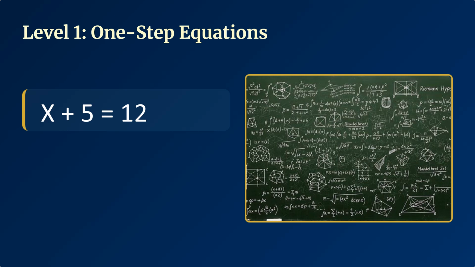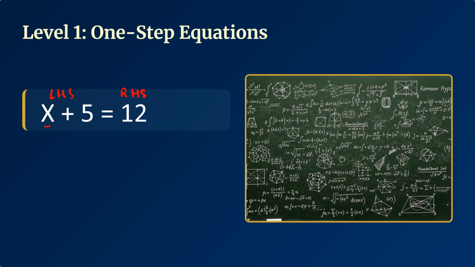x plus 5 is equal to 12. Now, equation means whatever is on the left hand side, this we can call the left hand side, and this is the right hand side. When the left hand side is equal to the right hand side, that is what makes this an equation. Correct. So now we have to find out the value of x.